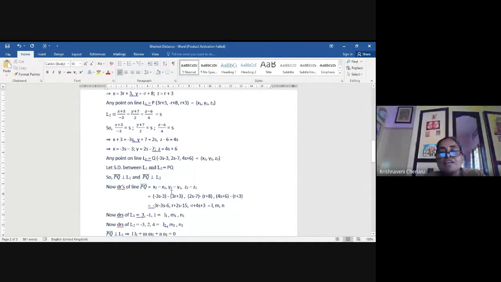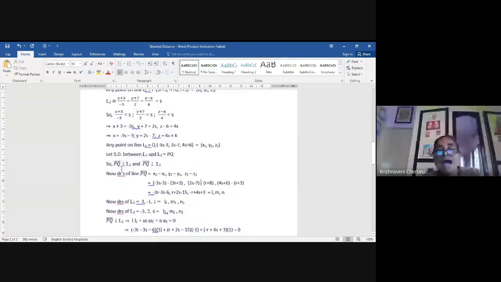And then the difference of y coordinates: y2, 2s minus 7, I put, and y1, minus r plus 8, I put. And the difference of z coordinates, z2 minus z1: z2 is 4s plus 6, z1 is r plus 3. Okay, this is how you can find out the DRs of a line passing through 2 points or joining 2 points, girls. So when you know P, when you know Q, and if it is the line PQ, you can write its DRs by this formula: difference of x coordinates, difference of y coordinates, difference of z coordinates. Okay, now I got the DRs of PQ.